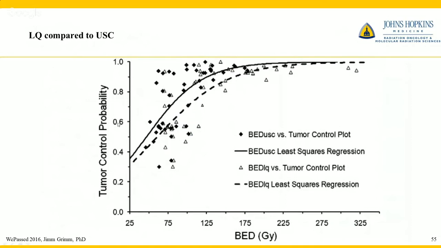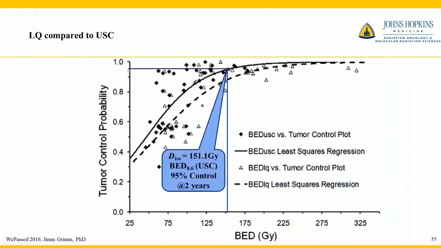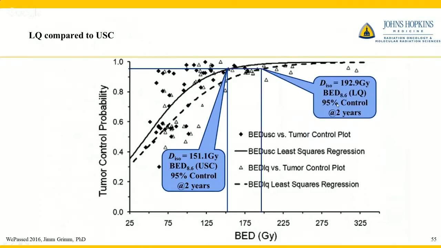So if you want to know, say, I want 95% tumor control, we just put a line across over to the model, and you can look up the dose. With universal survival curve, it requires 151 gray. With LQ, it takes 192.9 gray. So then here's the big controversy. How do I know which model I'm going to use? How do I know which one of these is correct? And this is for 2-year local control.